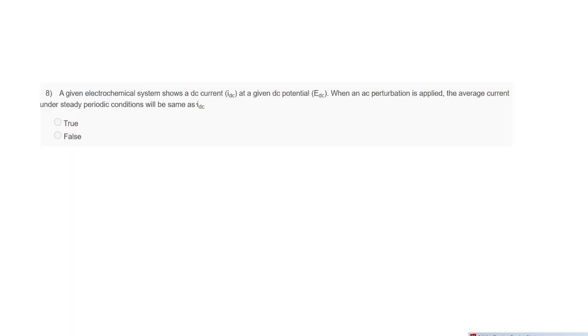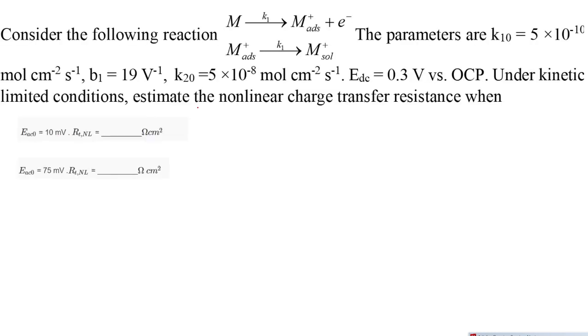A given electrochemical system shows a DC current at a given DC potential. When the AC perturbation is applied, average current under the steady state condition will be same as IDC. True or false? No, it will not be same as IDC. It will be different. So that's the question we're talking about. Here the question was incomplete, so sir had discussed it in the group.